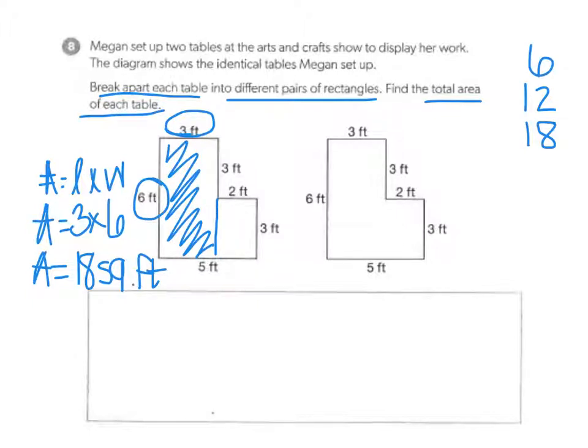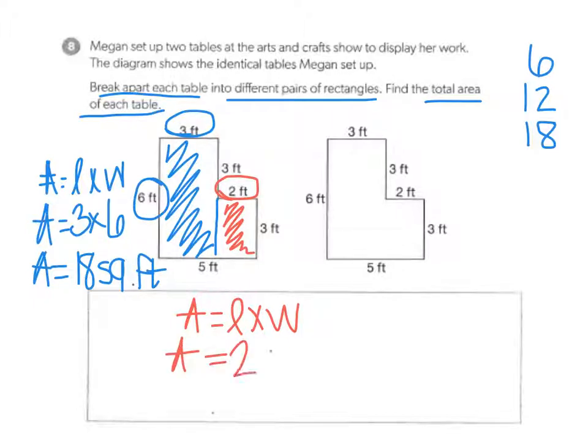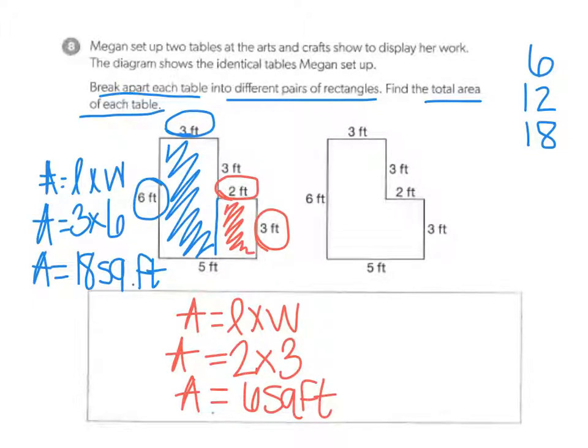Now let's take a look at the other rectangle. I see it right here. So that means to find the area, I need to solve length times width. The length is going to be 2 feet. The width is 3 feet. So A equals 2 times 3, which we know is 6 square feet.